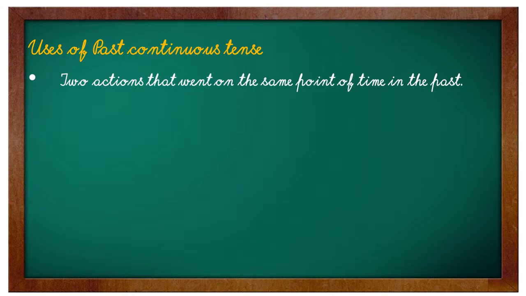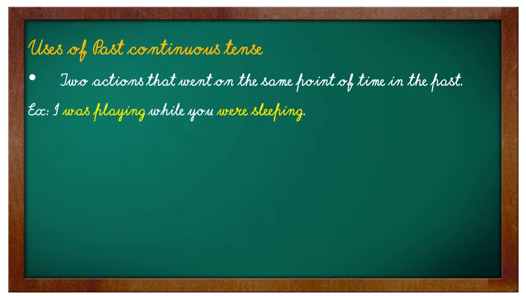First one, two actions that went on at the same point of time in the past. That means when we use the past continuous tense with two actions in the same sentence, it expresses the idea that both actions were happening at the same time in the past. Here, actions do not influence each other. For example, I was playing while you were sleeping. The actions are parallel to each other.